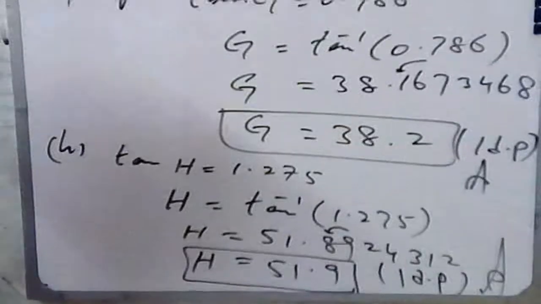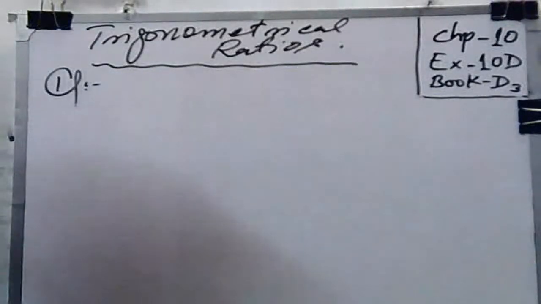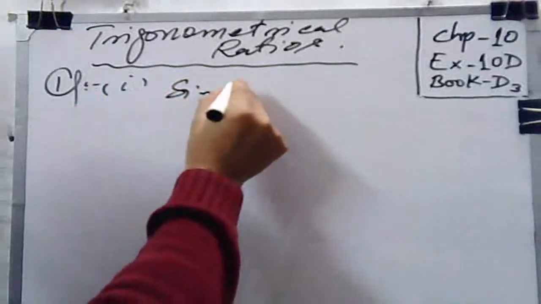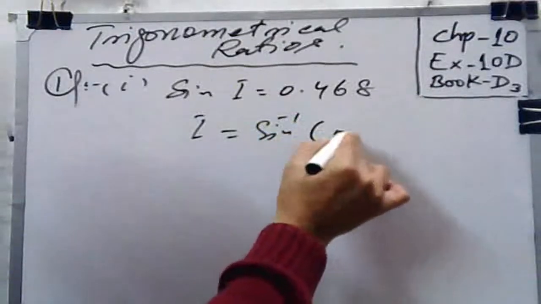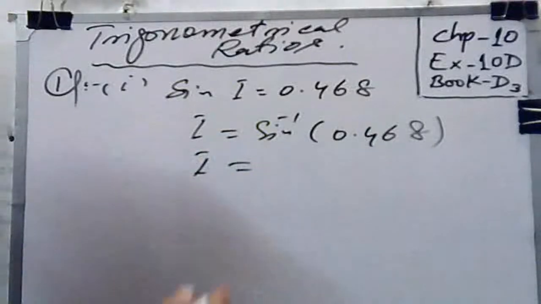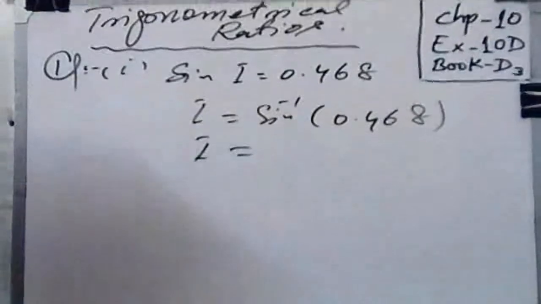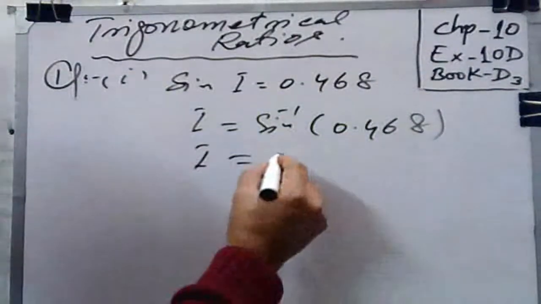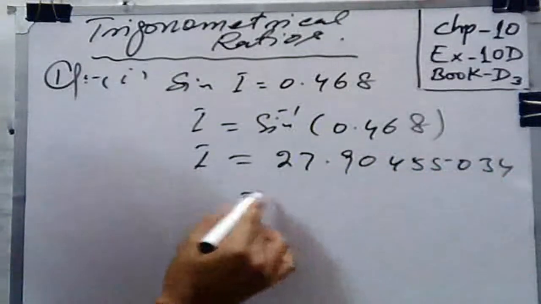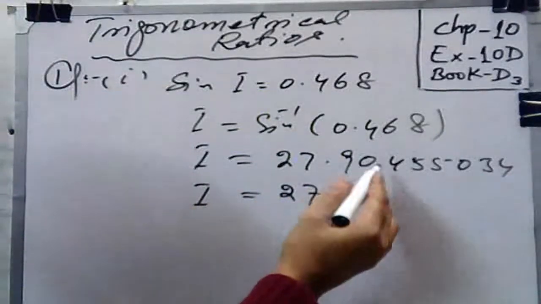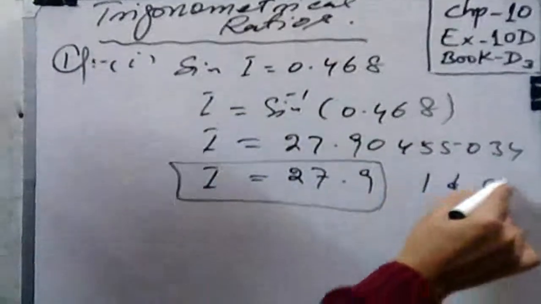Now coming to the I part, sin I is equal to 0.468. We need the angle I, so it will be sin inverse 0.468. Use the calculator, and by using the calculator you will get 27.904034 degrees. So we need I up to 1 dp, so 27 point 9 up to 1 dp. So that is your required result.